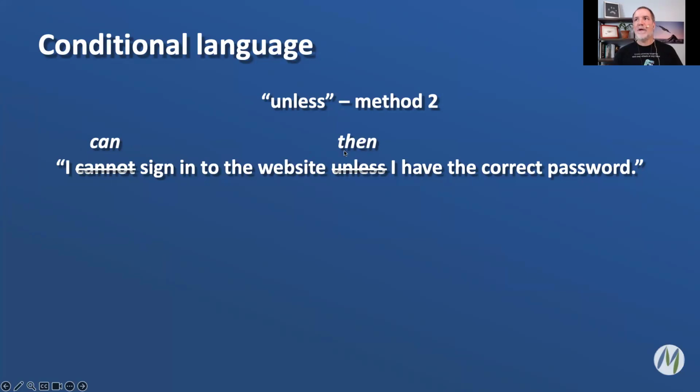If we do that, we can replace the word unless or until or without. We can just replace that with then. We can replace that with our arrow. And we get, if I can sign into the website, then I have the correct password.